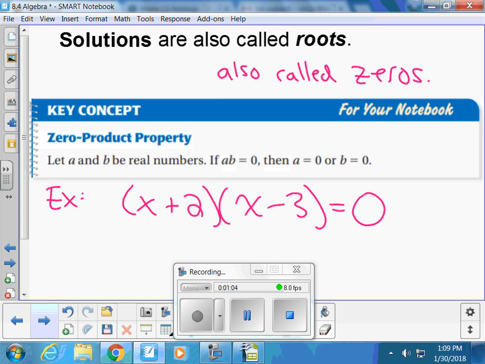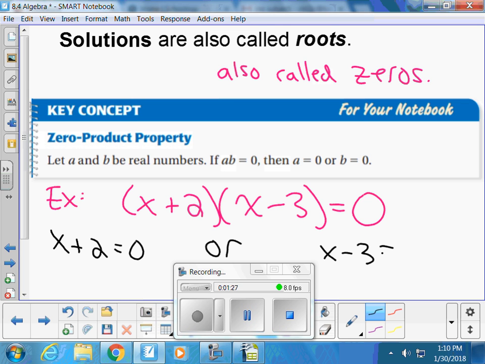Now I have an example down here. I have that x plus 2 is being multiplied by x minus 3, and it's getting an answer of 0. Because of the zero product property, I know that either x plus 2 has to be 0, or x minus 3 has to be 0. Does that make sense? And then you can solve both of those.